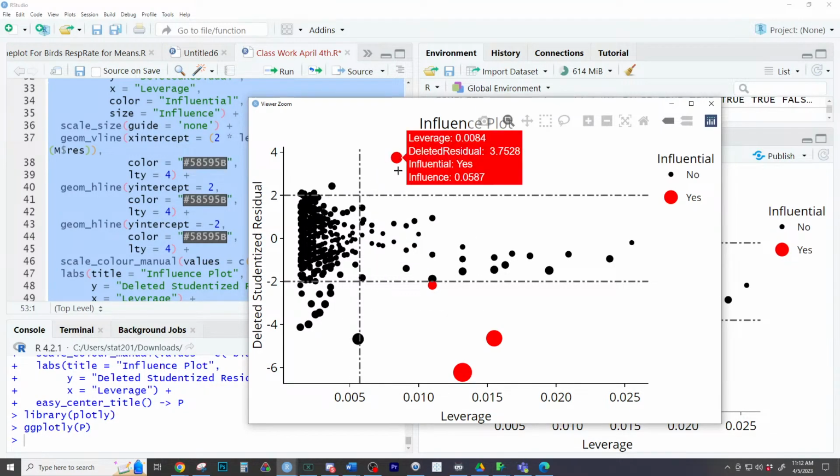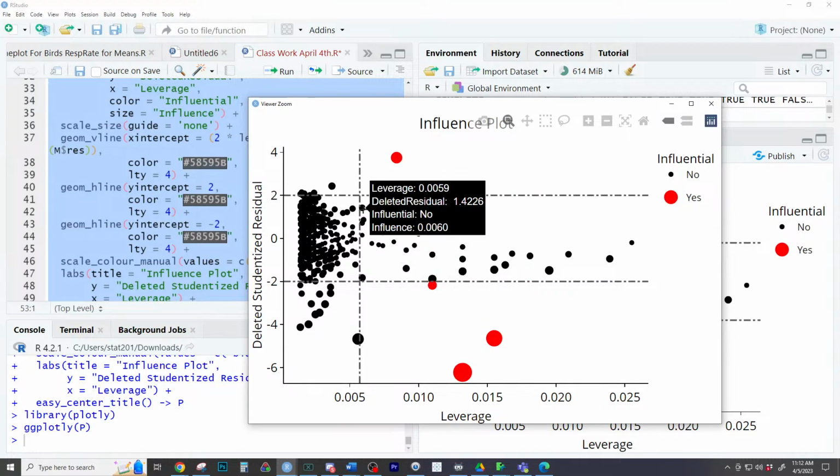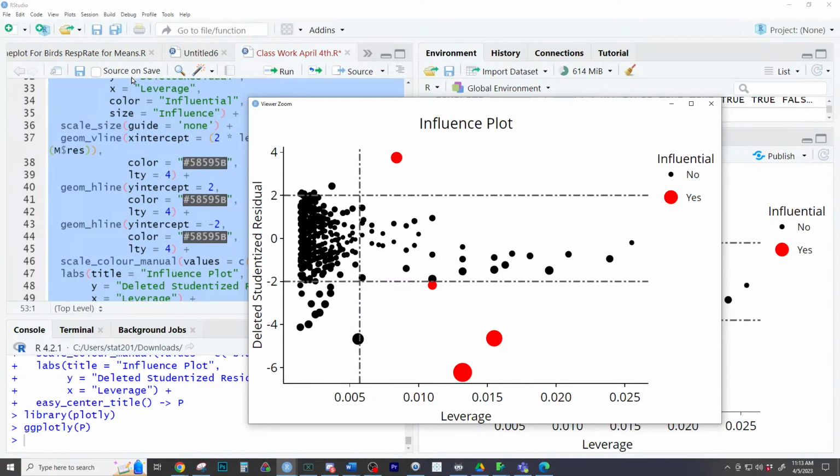It needs to be in this top quadrant or this bottom quadrant, which would mean it would have enough leverage, and it would have enough leverage, be to the right, and have enough deleted studentized residual to be in these quadrants over here. So this plot is really going to, I think, is a great way to display it. You can take a screenshot of it. There's ways to save it on here. Just going to save that image right there.